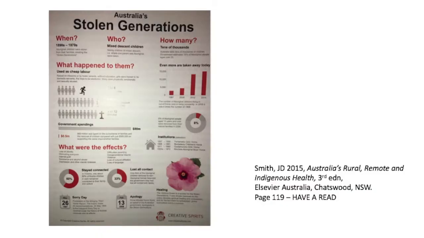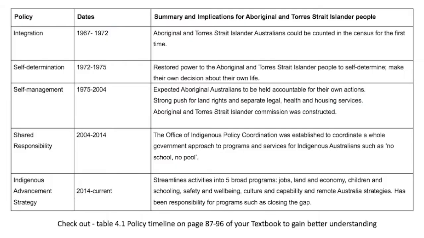in Europe. This is an image that's out of your textbook. It goes through, it summarises some really fantastic data of the stolen generation. It's on page 119. Please have a look at it. It's quite interesting, and it relates it to the present day and how it's still continuing.